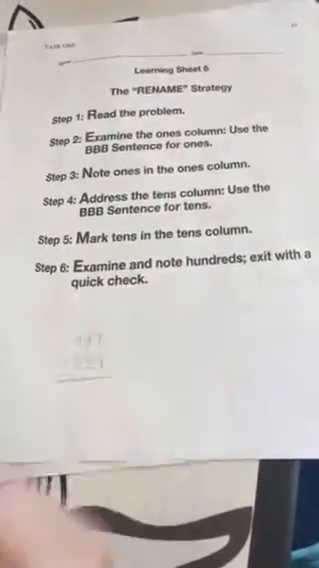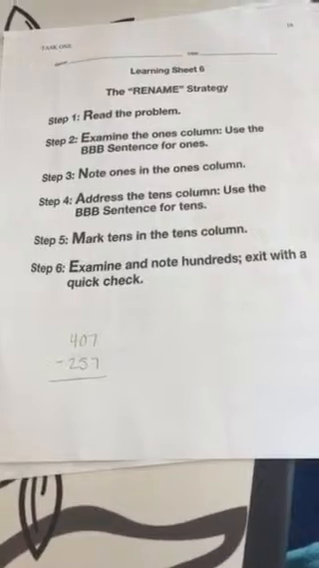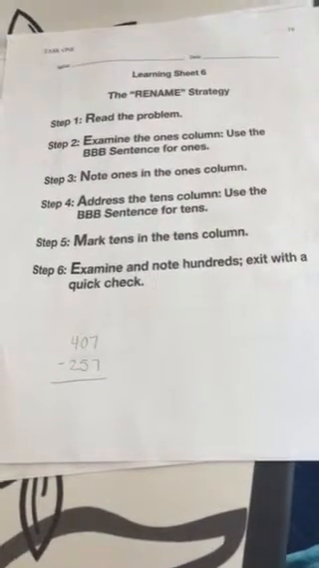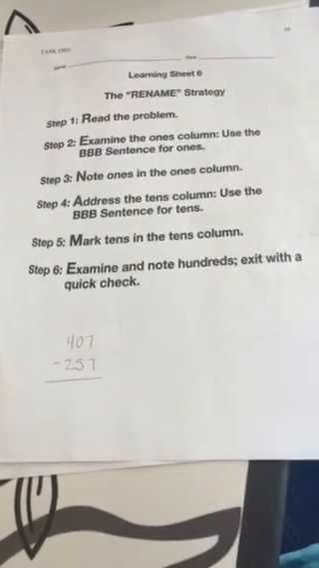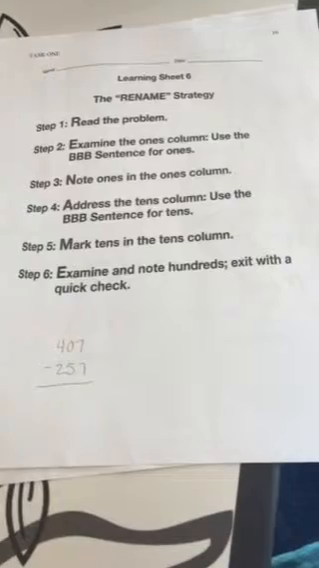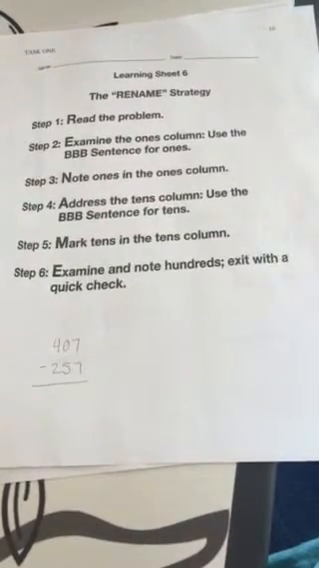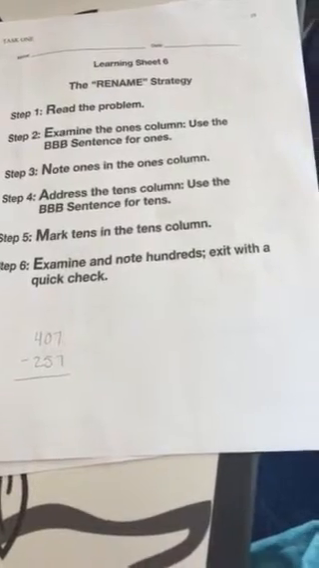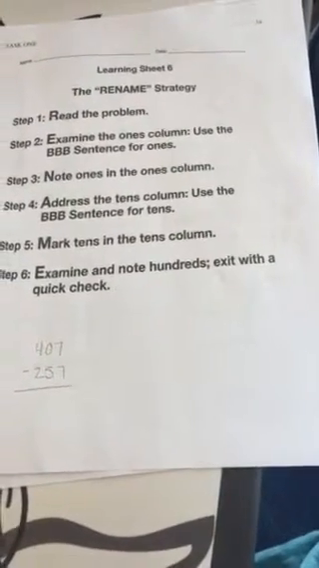257. The E reminds us to examine the ones column and use the BBB sentence for ones. Bigger number on bottom means break down a 10 and trade. Is the 7 bigger than 7? No, they are the same. Correct. Since 7 is not bigger than 7, we do not need a trade.